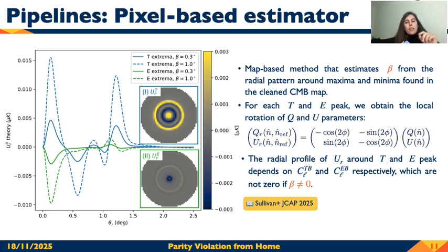And the idea is that the U_r for the T peaks and the U_r for the E peaks are proportional to the TB and EB power spectrum respectively. So it's subject to a non-zero signal coming from birefringence. So the idea is to fit the radial angular profile of those patterns to a model with a given beta. And the best fit would constitute our estimate of beta.